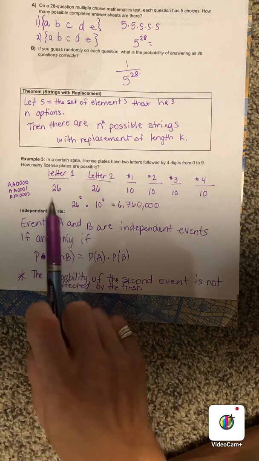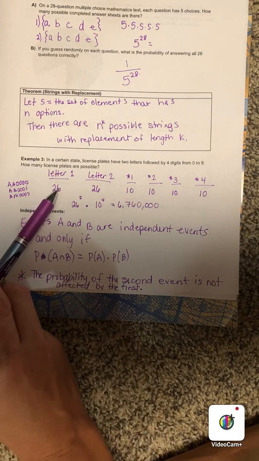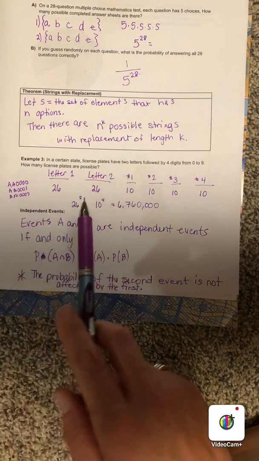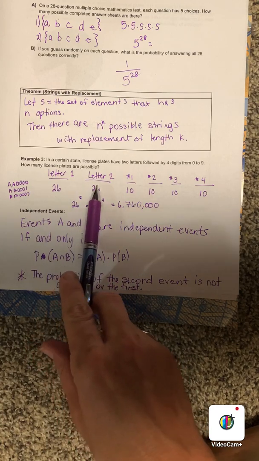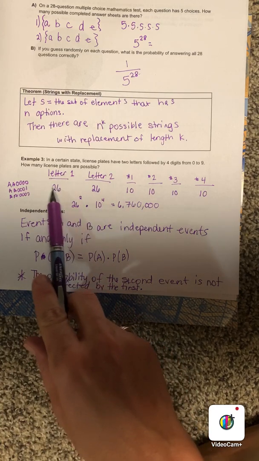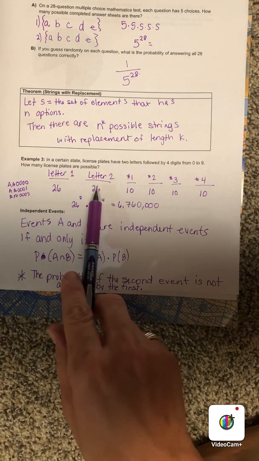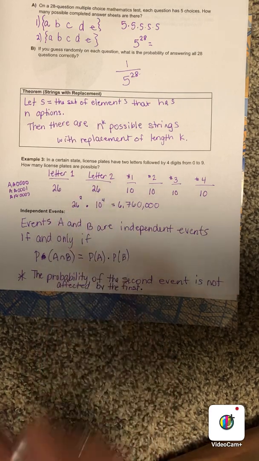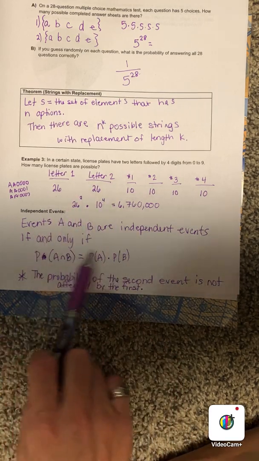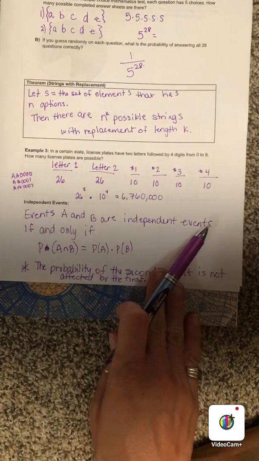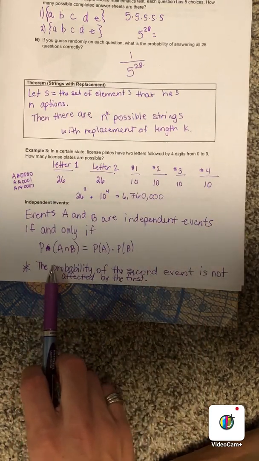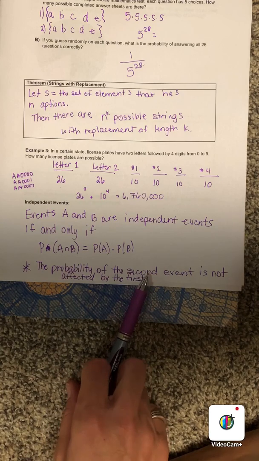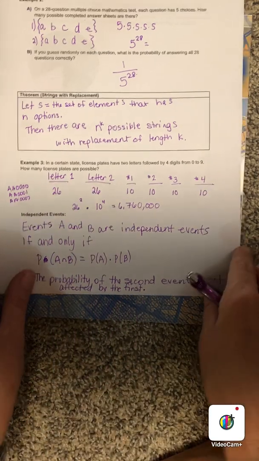Like I was saying up here, for letter number 1, there's 26 options. And for the second letter, I still have 26 options because what happened for the first one does not affect what happens for the second one. These are independent events. I put this in the wrong spot, but that's okay. This is the idea: the probability of the second is not affected by the first.